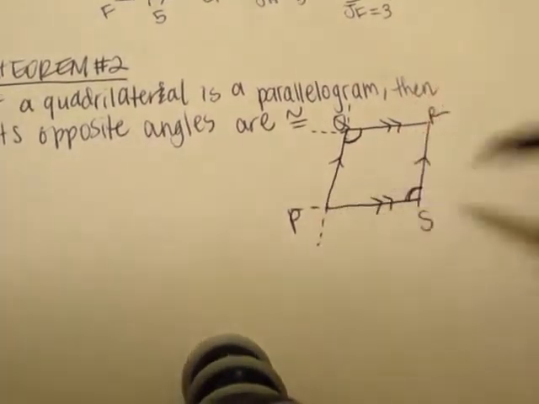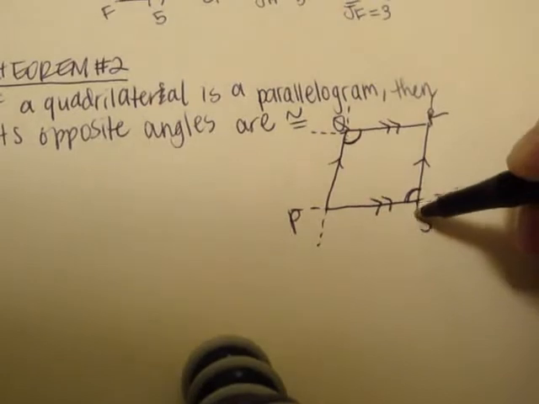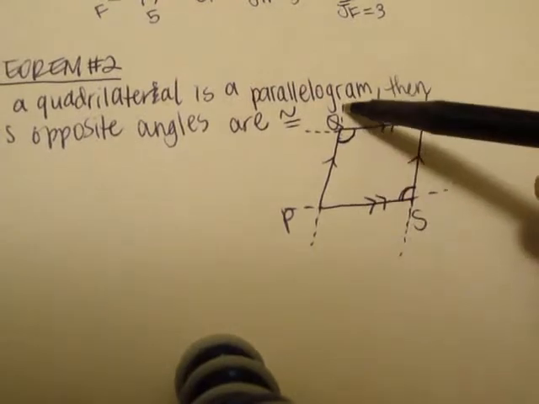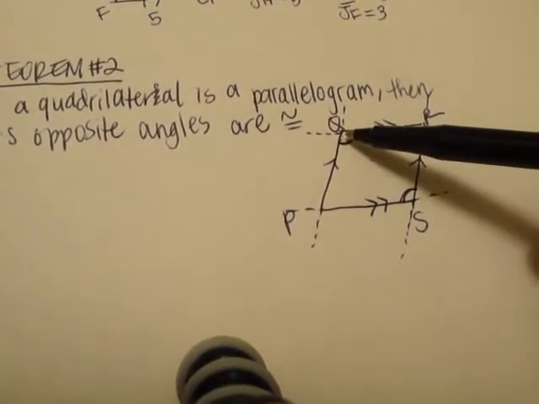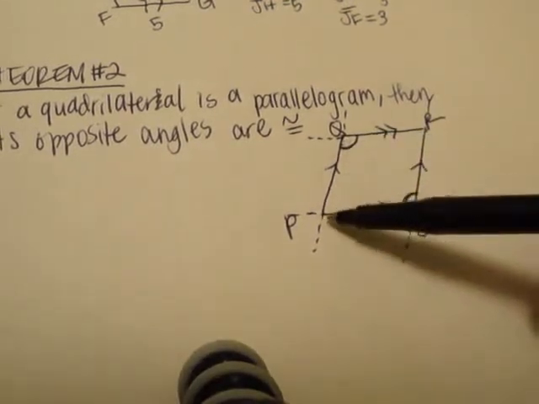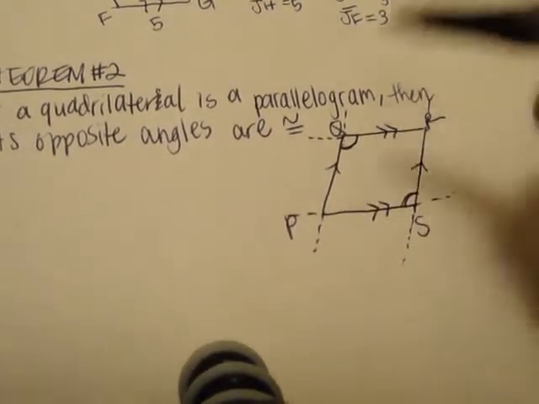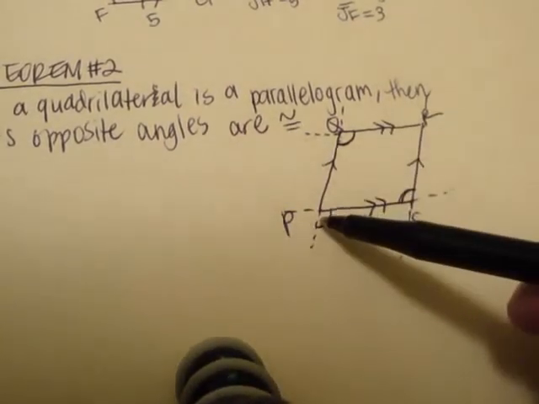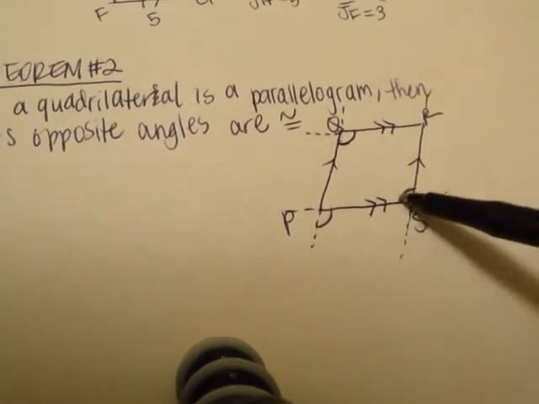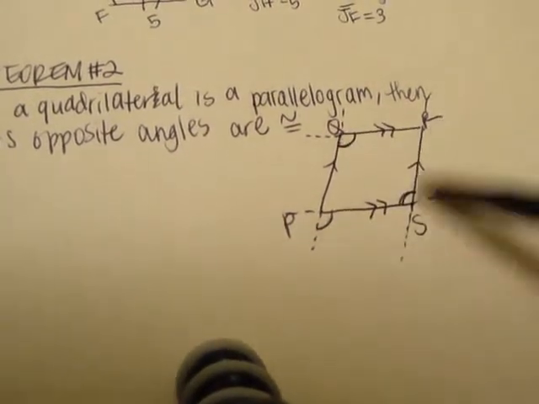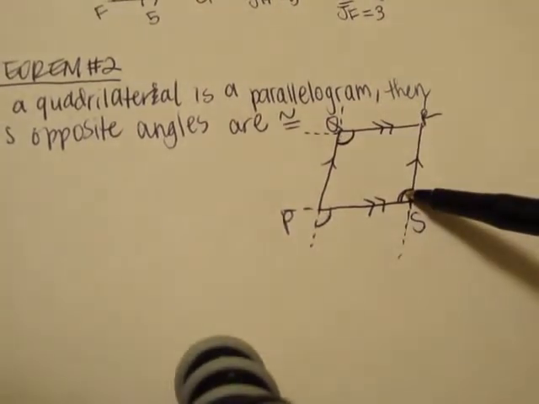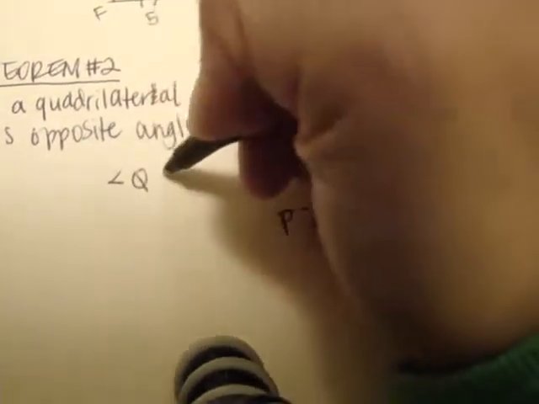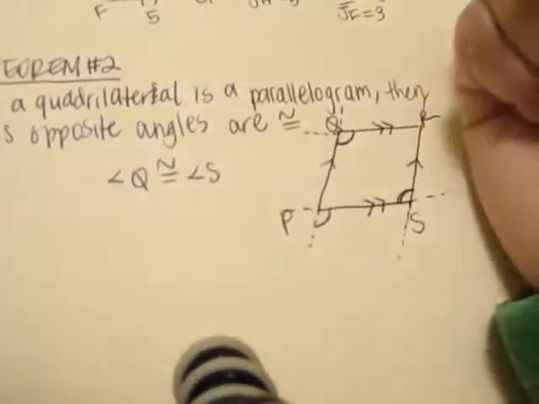I'm just going to extend out these lines a little bit to help us see this. But we know that in parallel lines with a transversal, the corresponding angles, like the one here and the one here, are congruent. And we're also told that the alternate interior angles, given that these are parallel lines and this is the transversal, are also equal. And so therefore Q and S are equal to each other. So angle Q is congruent to angle S.